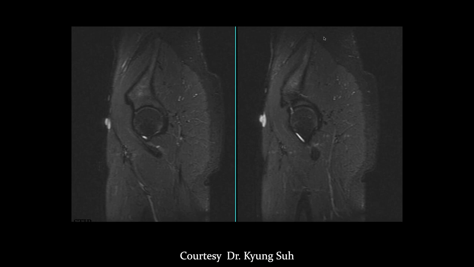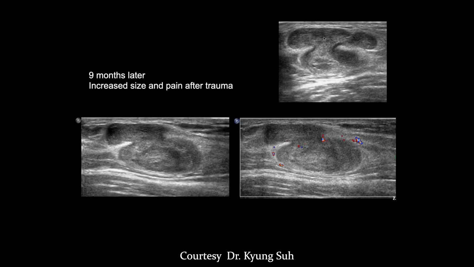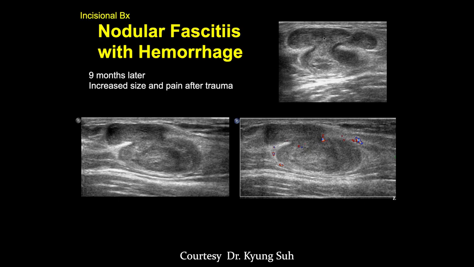I don't know if this patient had a recent injection or some trauma here. Could it just be, 9 months later, increased size and pain after trauma? It's kind of complex now. There again is some peripheral vascularity. I would be concerned about a focal abscess. Right. This was biopsied and it was all inflammatory tissue. So it got the diagnosis of nodular fasciitis.